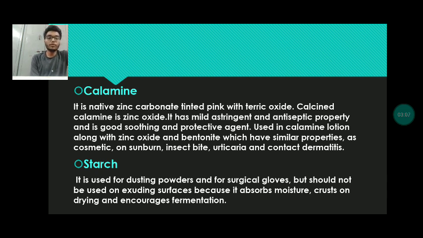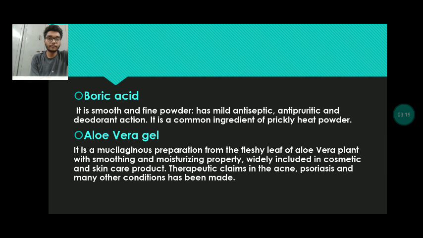Starch is used for dusting powder and for surgical gloves, but should not be used on exuding surfaces because it adsorbs moisture, crusts on drying and encourages fermentation. Boric acid is a smooth and fine powder with a mild antiseptic, antipyretic and deodorant action. It is a common ingredient of prickly heat powders.